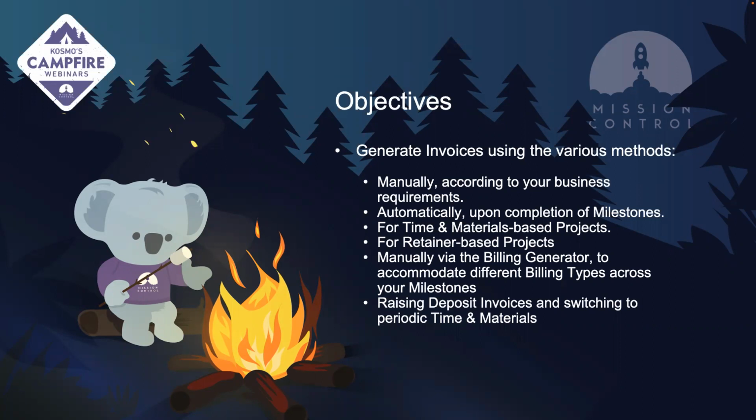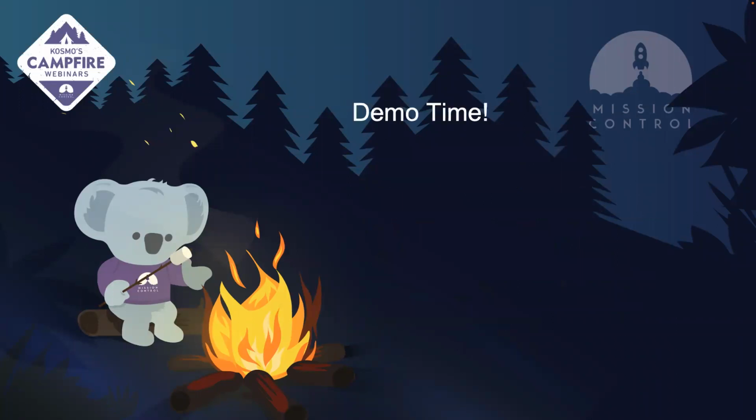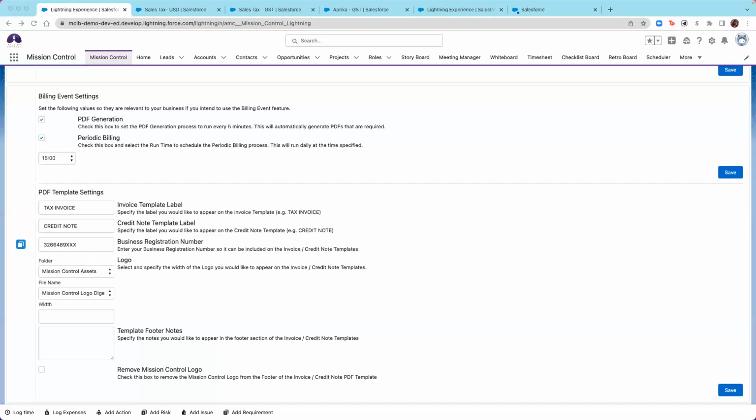You'll have the ability to manually create your billing events from the billing generator, and that's going to be used to accommodate different billing types across your milestones on your project. And then lastly, we'll take a look at raising deposit invoices and switching to periodic time and materials for the remainder of the project. Okay, so let's go ahead and get into this demo.